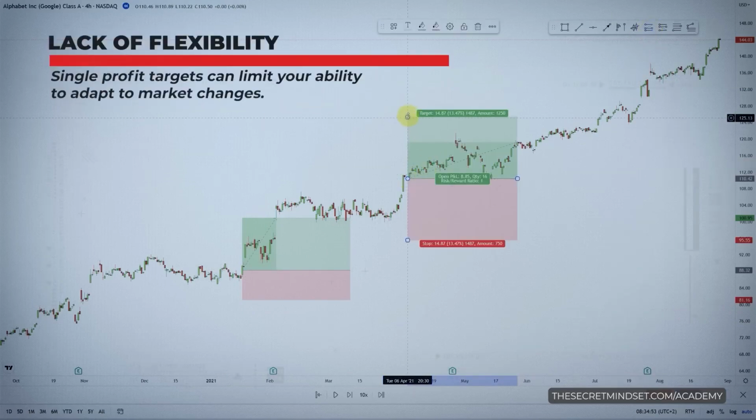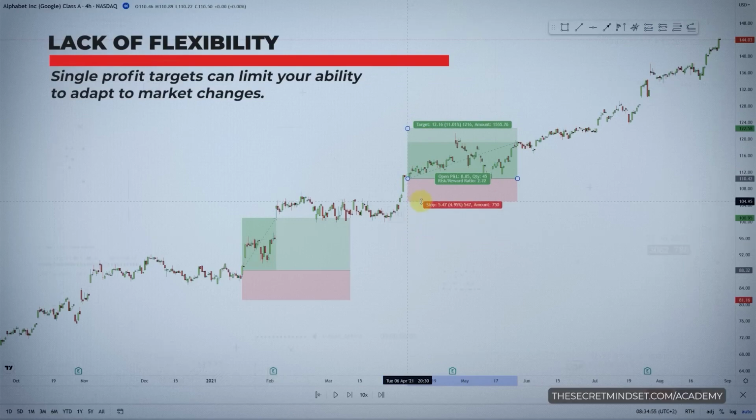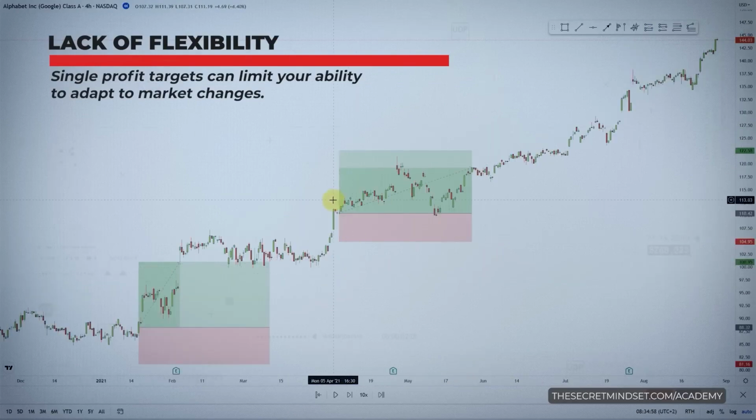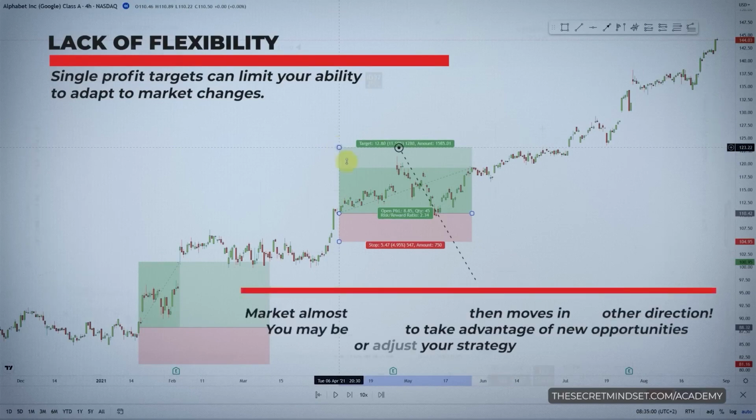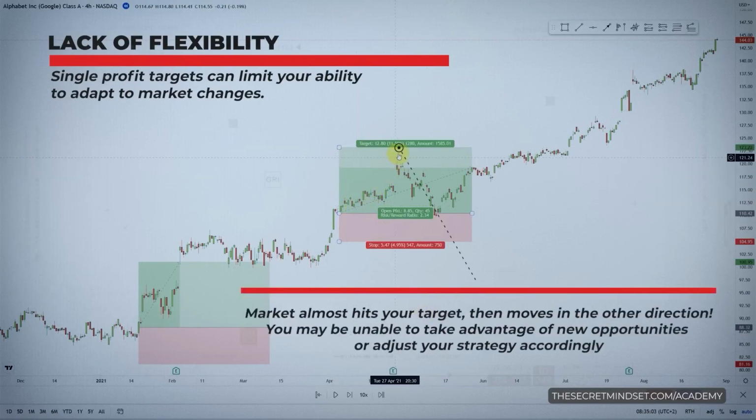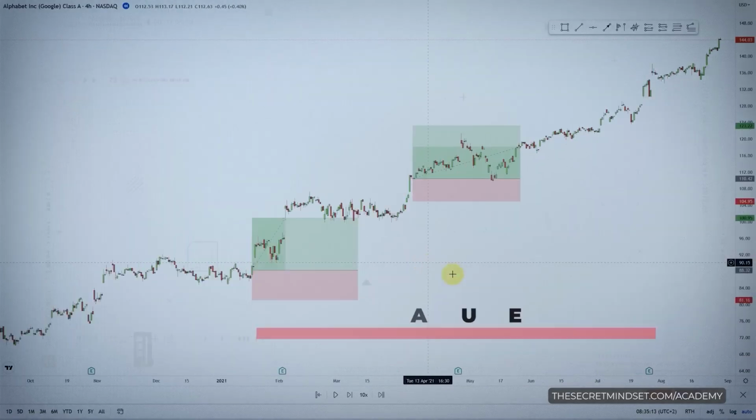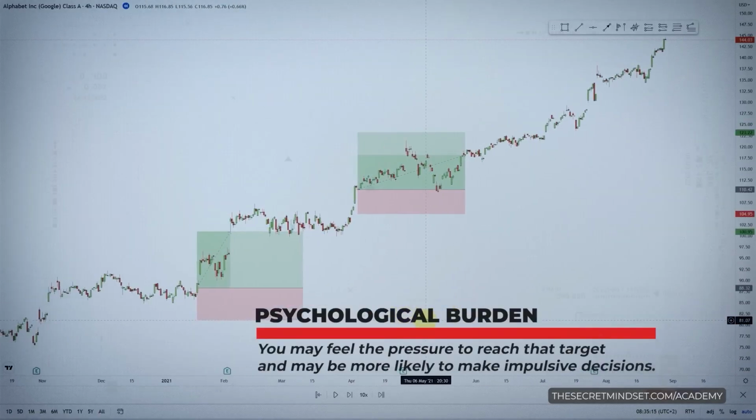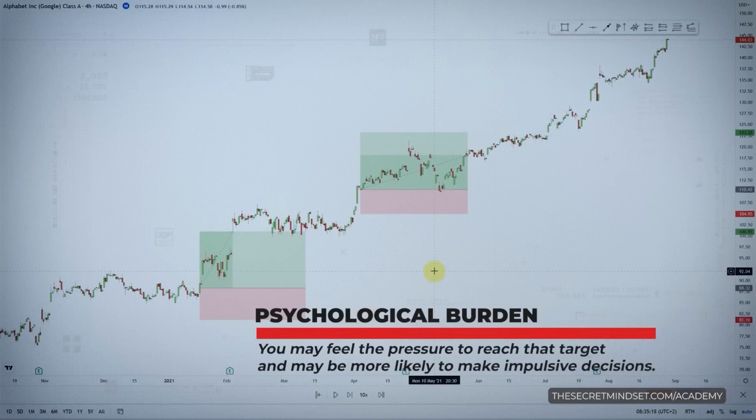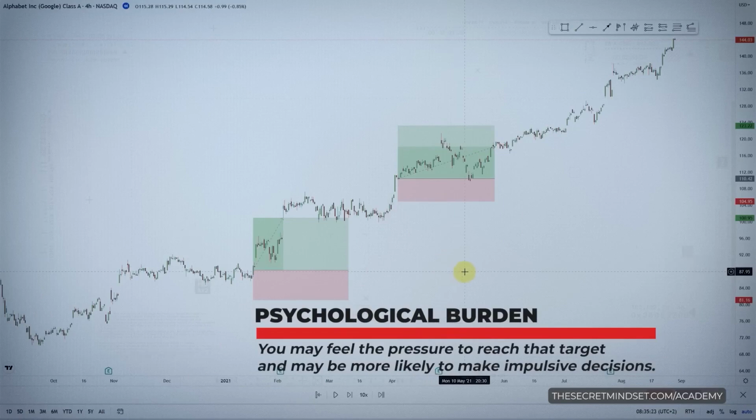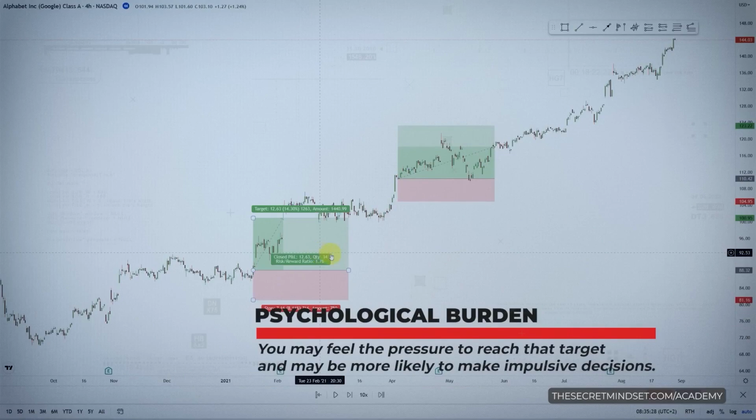Rigidity and lack of flexibility is another disadvantage. Single profit targets can limit your ability to adapt to market changes. If the market almost hits your target, then moves in the other direction, you may be unable to take advantage of new opportunities or adjust your strategy accordingly. Not to mention the psychological burden. You may feel the pressure to reach that target and may be more likely to make impulsive decisions. It's important to be aware of the disadvantages of setting single profit targets and consider alternative approaches.